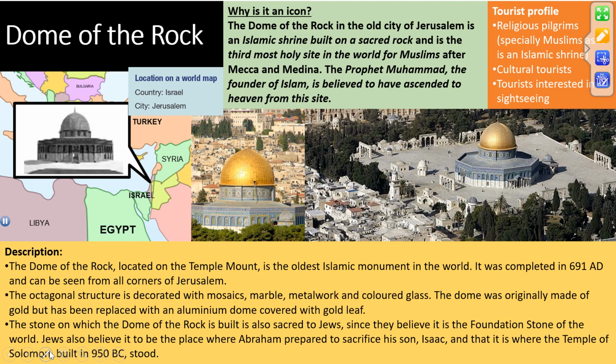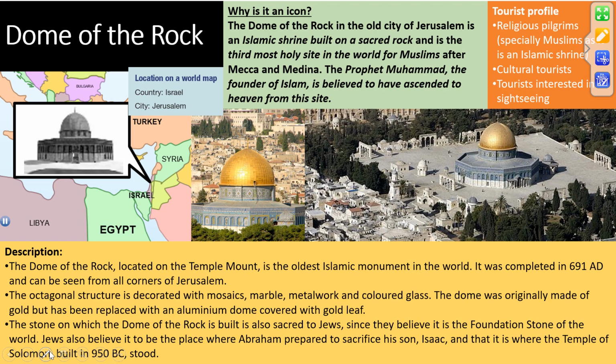The Dome of the Rock is an octagonal structure, which means it has 8 sides. It's decorated with different mosaics, marble, metalwork, and colored glass. Now, that dome that you see in the middle there was originally made of gold, but has subsequently been replaced with an aluminium dome covered in gold leaf.